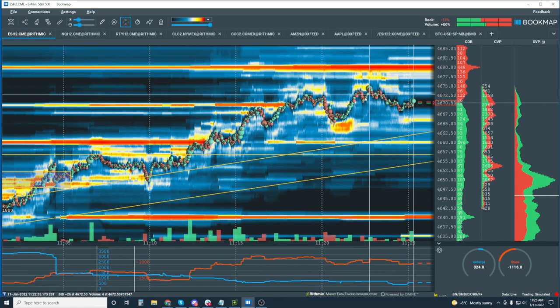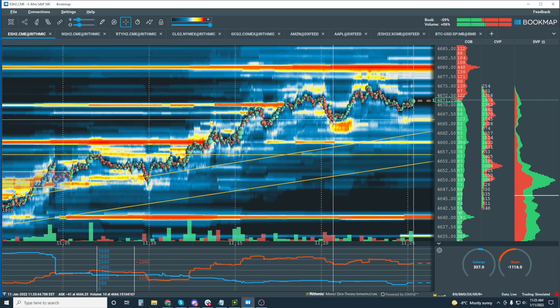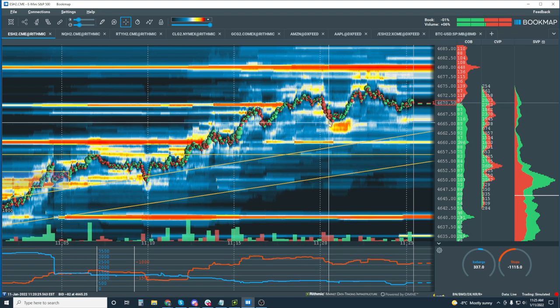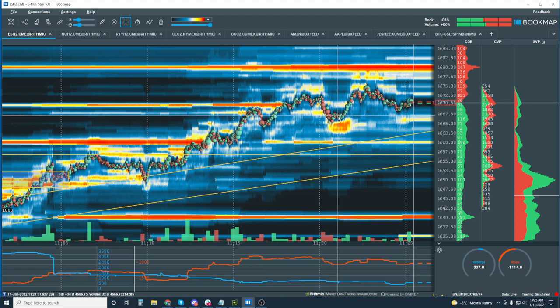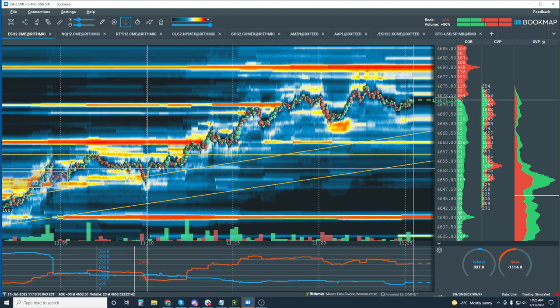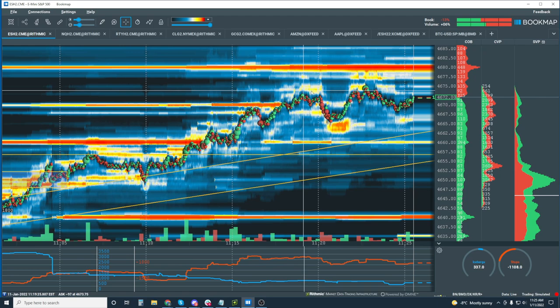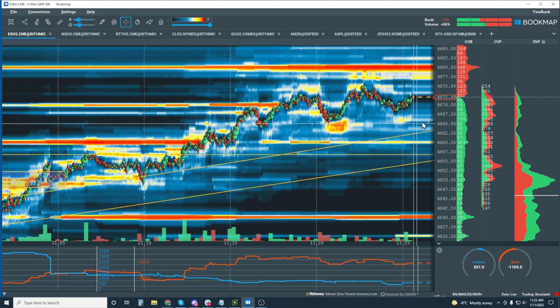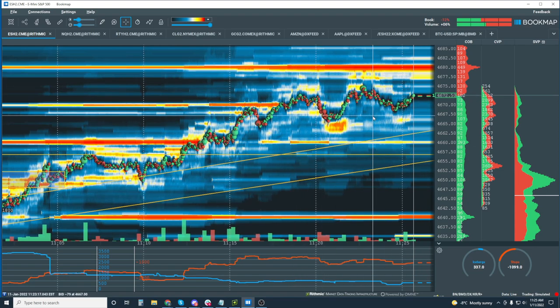Let's look at the pullbacks too. Look at the sellers here. Look at the deeper pullback here. Right, so this kind of might turn from a strong move into a little bit more sideways action, and then we'll have to read the order flow within that structure again.